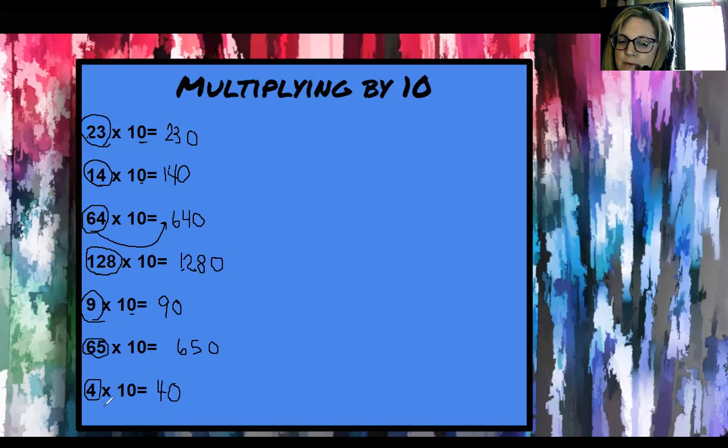It's the same as saying 4 tens, just like 65 times 10 is the same as saying 65 tens. 9 times 10 is 9 tens. 128 times 10 is 128 tens. So that's just a quick trick when you're multiplying by 10. Go ahead and try it out on your own.